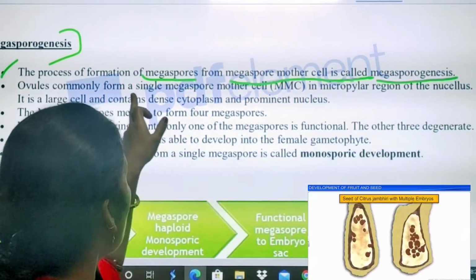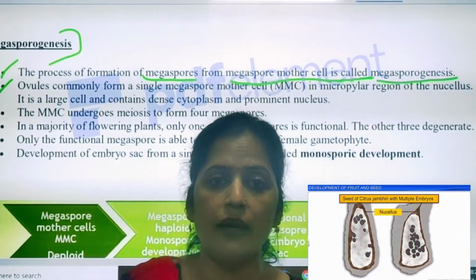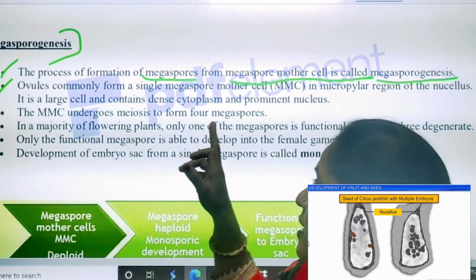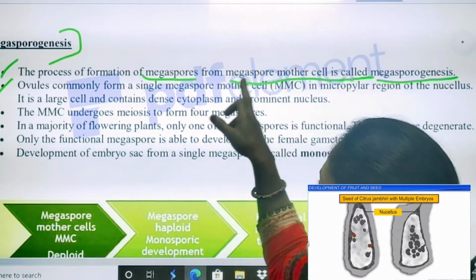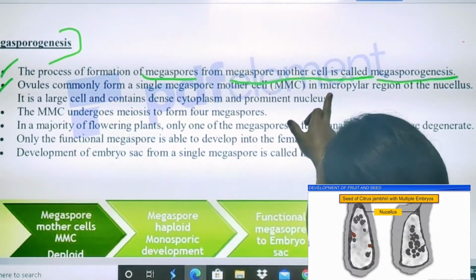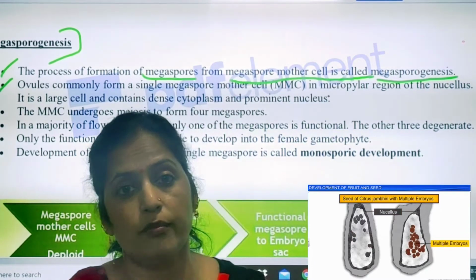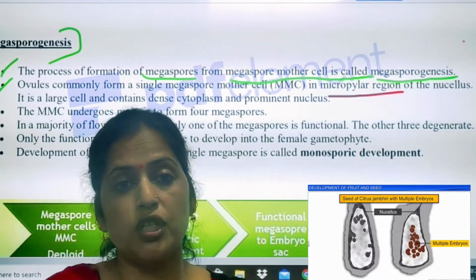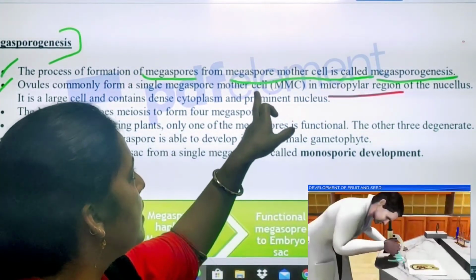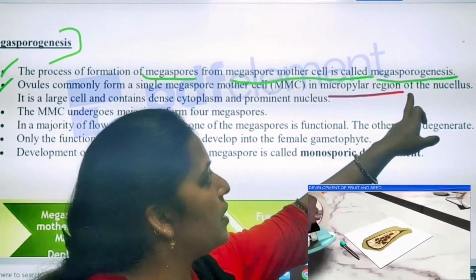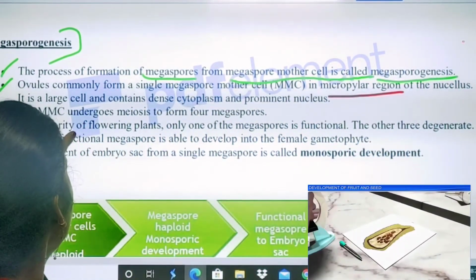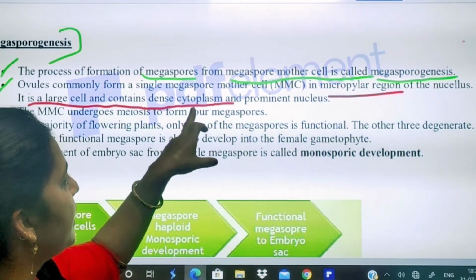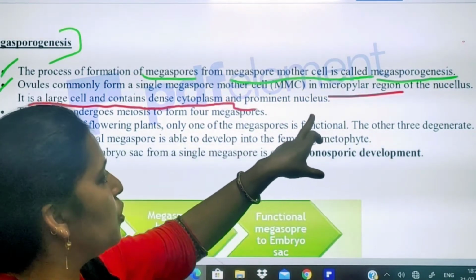Next, the ovules commonly form a single megaspore mother cell, that is MMC, the megaspore mother cell, in the micropylar region. Where do they form it? In the micropylar region of the nucellus. It is a larger cell and contains dense cytoplasm and a prominent nucleus.